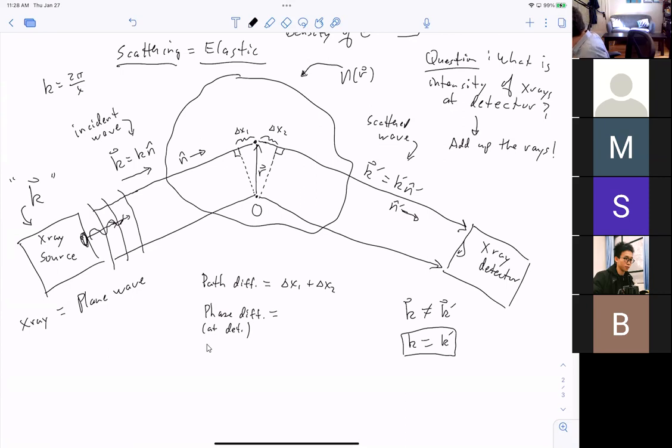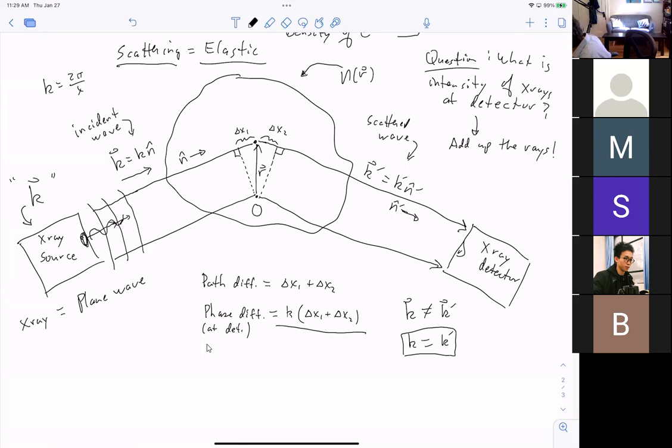Even though the vectors are different, the magnitudes are the same. That's very important. So now you know that the phase difference, if I have delta x1 plus delta x2, I can get by multiplying that distance by a wave vector, which I'll call K. So that's the phase difference, and that's going to be the key thing that determines the interference properties of this. Now what we have to do is find delta x1 and delta x2.